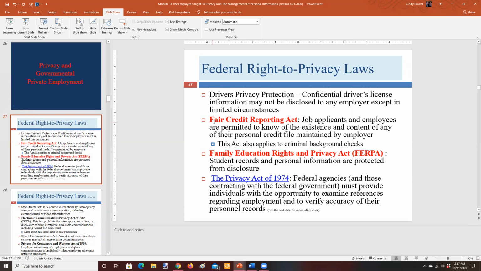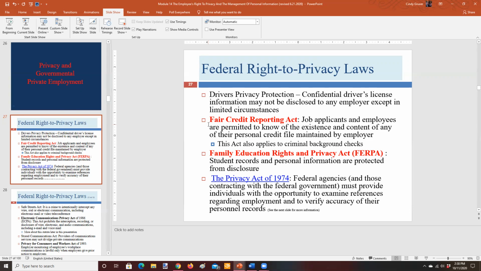One is FCRA, the Fair Credit Reporting Act. This is a law that requires that applicants and employees know if their employer obtains certain information about them, especially information about creditworthiness and criminal background checks. FCRA applies in lots of different situations outside of the employment context. It's a very broad law covering lots of different categories. But one of its areas is when the employer gets information about an employee. Perhaps the employer is using that information to decide whether to hire someone or perhaps whether to promote someone.